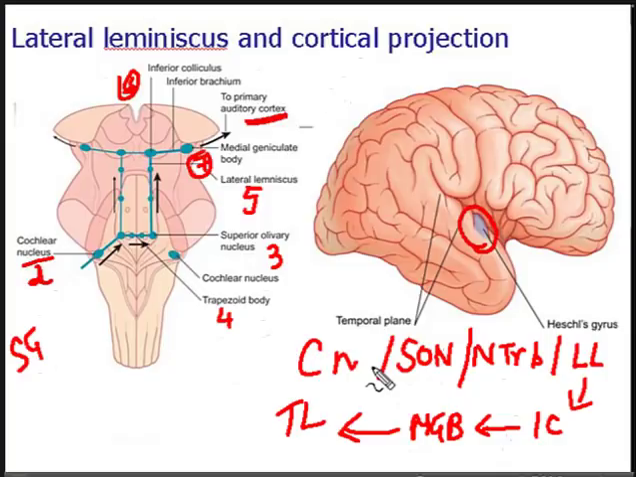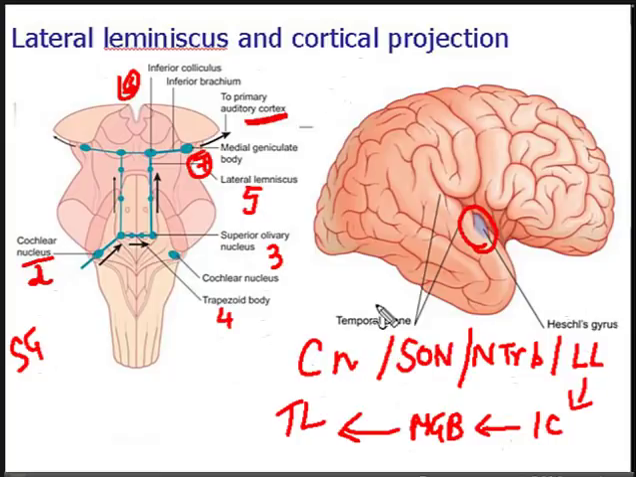So in other words, if you get a question like fibers go to the cochlear nucleus, from the cochlear nucleus they go into the nucleus of the lateral lemniscus, from the nucleus of the lateral lemniscus they can synapse in the superior olivary, then go to the medial geniculate body, from the medial geniculate to the inferior colliculus, and then to the temporal lobe. That's wrong.